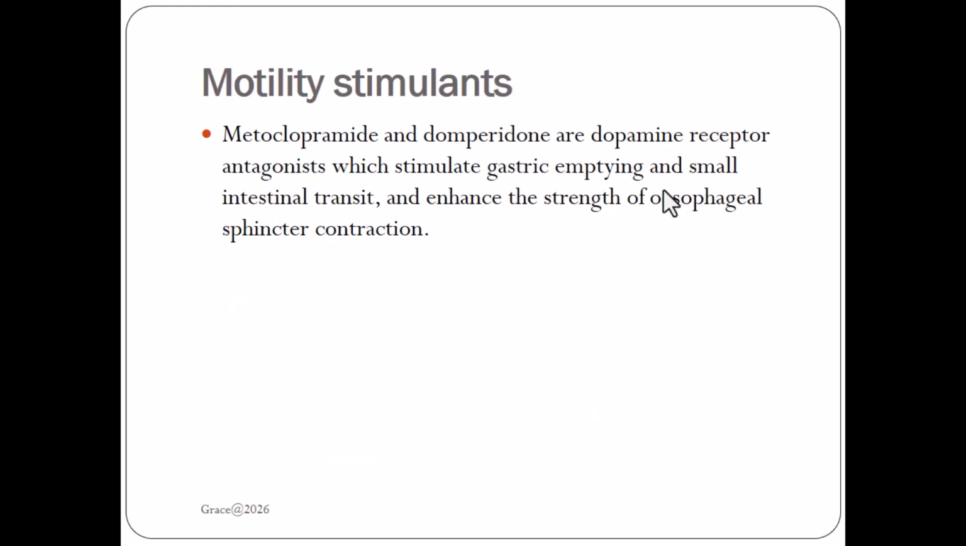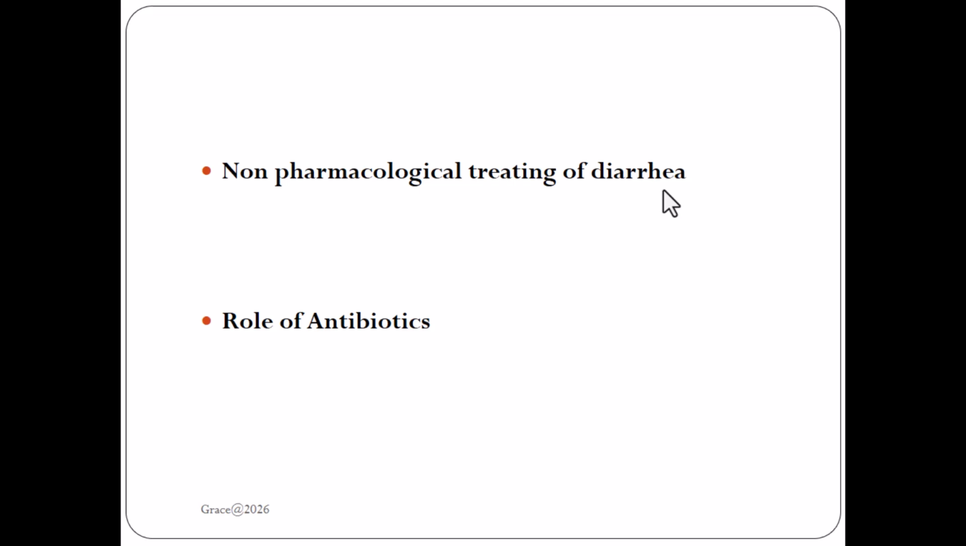Motility stimulants: we are looking at how to improve the motility of the GIT. You may use metoclopramide and domperidone, dopamine receptor antagonists, which stimulate gastric emptying and small intestine transit and enhance the strength of esophageal sphincter contraction. Kindly look out for the non-pharmacological management of diarrhea, and what do you think is the role of antibiotics in management of diarrhea?